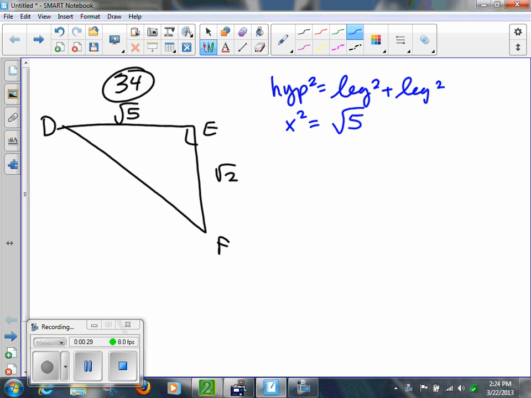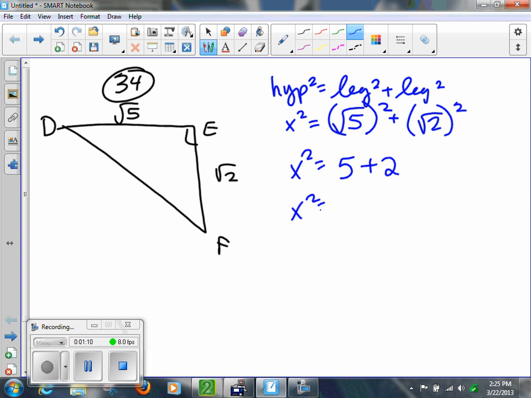The legs given, root 5 squared. No, you need to do each of them separately. You figured out the square root of 5, and then you squared it. But what happens when you square a square root? It's like they're undoing each other, right? So you actually end up with x squared is equal to 5 plus 2, which means 7.